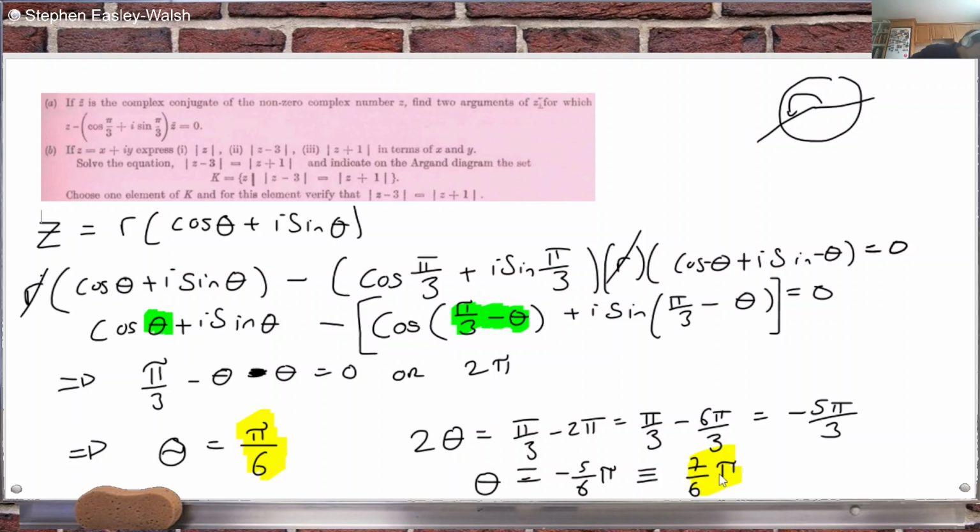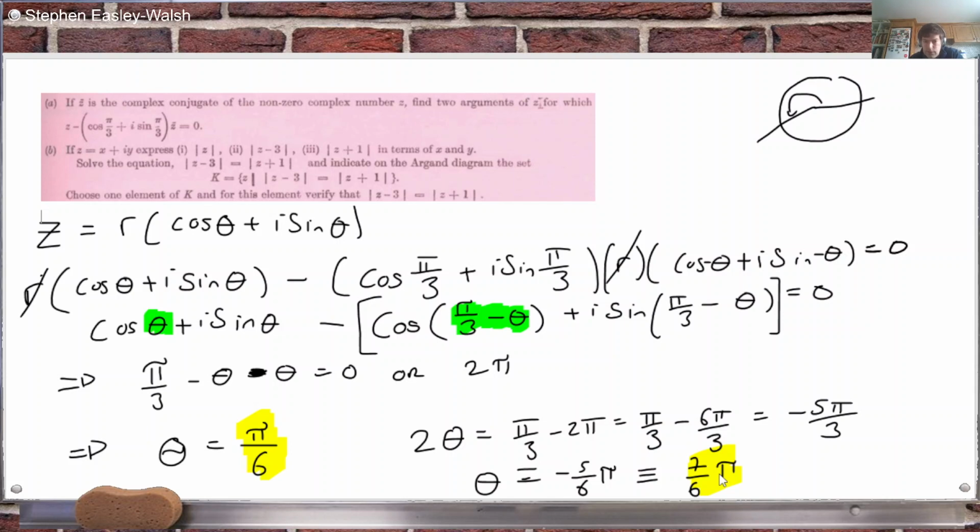Now, where's my bag? I'll get the calculator out. Let's check something here. I have my calculator. Let's just confirm that this works. So if I type in cos 7 over 6 pi minus cos pi over 3 minus 7 over 6 pi, hopefully I should get 0. I do, good.